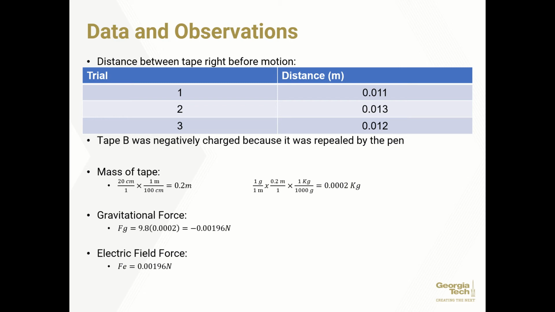That way the gravitational force could be calculated, and this was negative 0.00196 newtons. Using the momentum principle, we can conclude that the electric force is going to be the same but positive, 0.00196 newtons. This is because the object is not in motion, it's motionless, so the two forces acting on it have to result in a net force of 0.